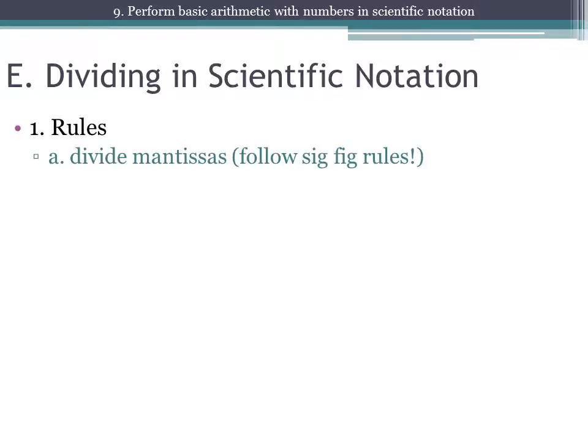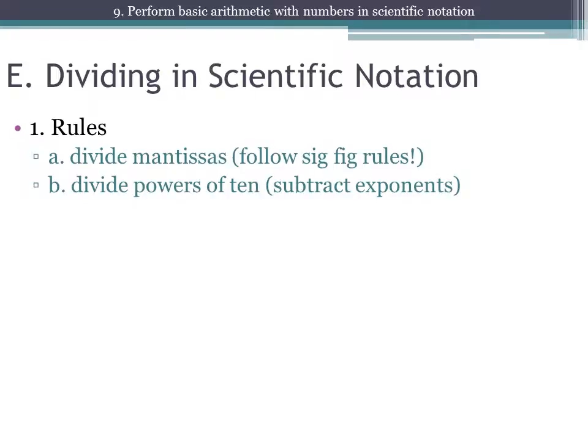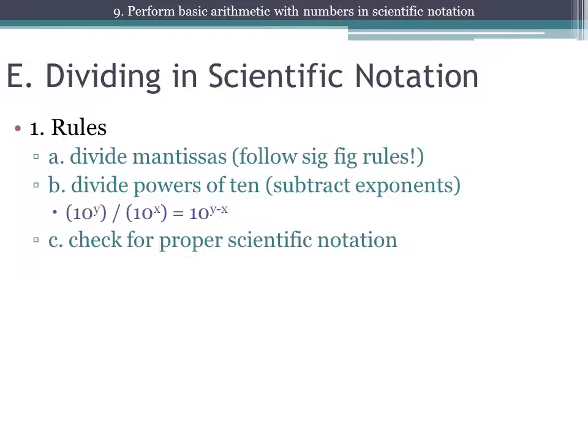Dividing in scientific notation is very similar to multiplying. The first thing, we're just going to divide the mantissas. Like we did in multiplication, we multiplied them. We'll divide them here. Again, follow the sig fig rules. Then we'll divide the powers of 10, and recall from algebra, that means you're going to subtract the exponents. 10 to the y divided by 10 to the x is equal to 10 to the y minus x. We'll then check for proper scientific notation, and we'll be done.